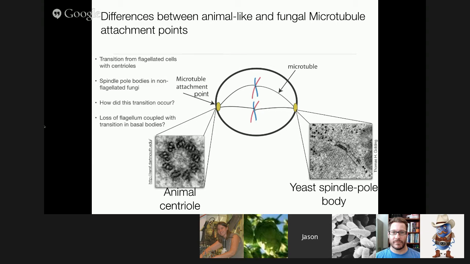So it doesn't look at all the same, but these are not homologous structures; they perform analogous functions. And so a really important question is, what do fungi do, and how do other fungi do it? If you look at the chytrids in this cross-section, you also see that a chytrid centriole looks very much like an animal centriole.